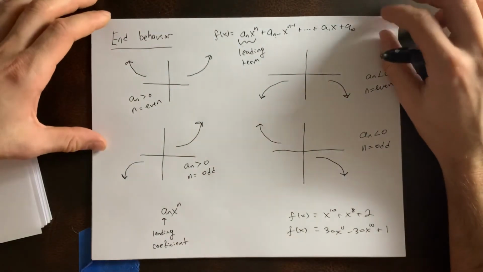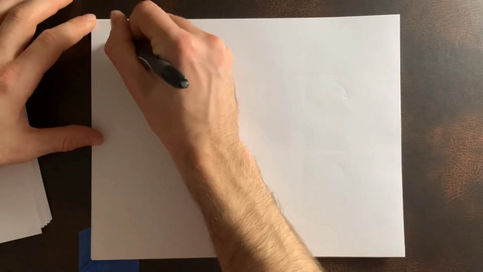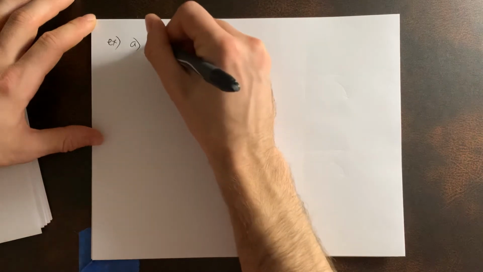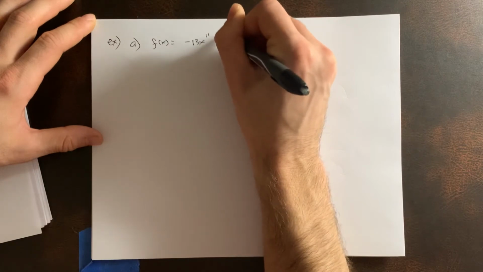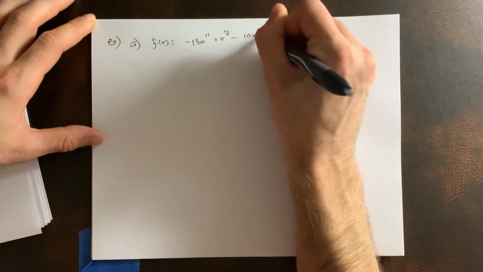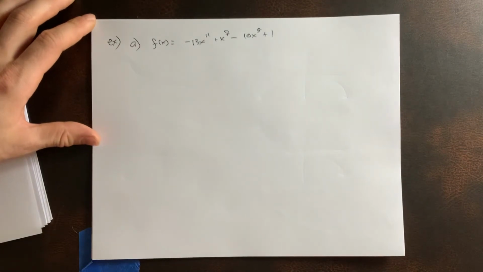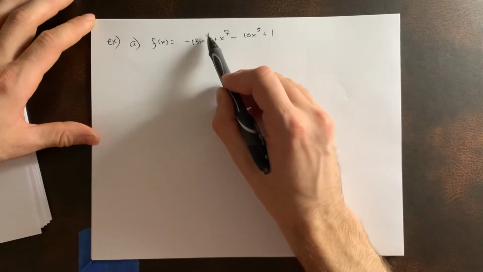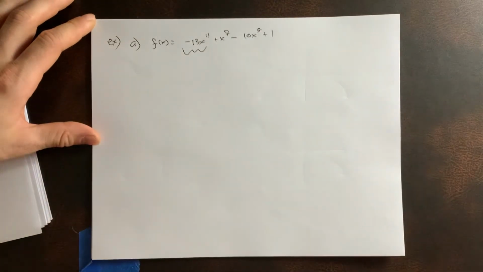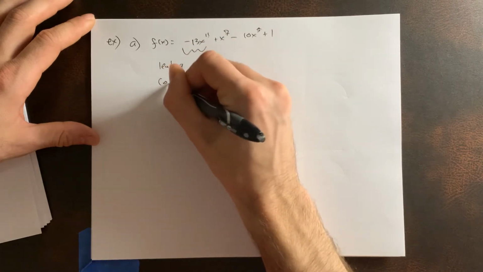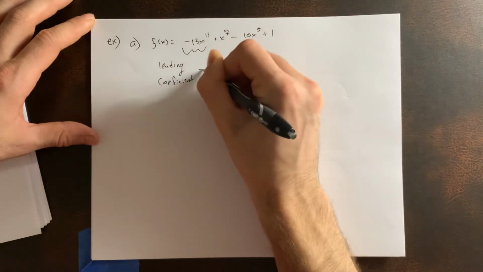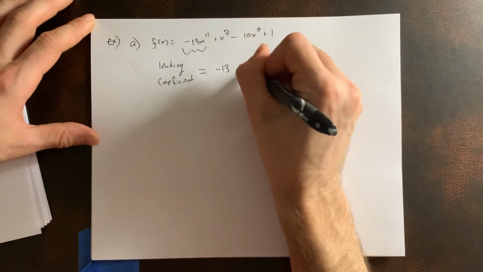All right, so let's do quick examples with this. Say we want to find the end behavior for the following. Let's do the first one: negative 13 x to the 11 plus x to the 7 minus 10 x to the 5 plus 1. We have to look for our leading term, the thing with the biggest exponent, which is the x to the 11 term. So our whole leading term is this, and it's going to dictate our end behavior. First, the leading coefficient is minus 13, and that's less than 0.